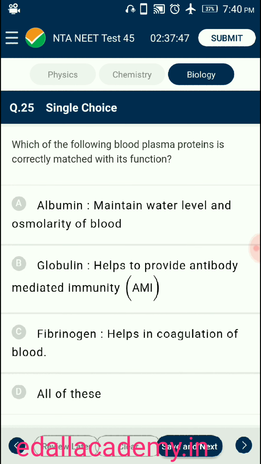Question number 25. Which of the following blood plasma proteins is correctly matched with its function? There are three main types of plasma proteins. First one is albumin. It retains water in plasma, therefore maintains osmolarity. Second one is globulin. These are plasma proteins acting as antibodies or immunoglobulin molecules that provide immunity. Third is fibrinogen. This plasma protein is converted into fibrin threads by the enzyme thrombin at the time of blood coagulation or clotting. So the answer for this question is option D.